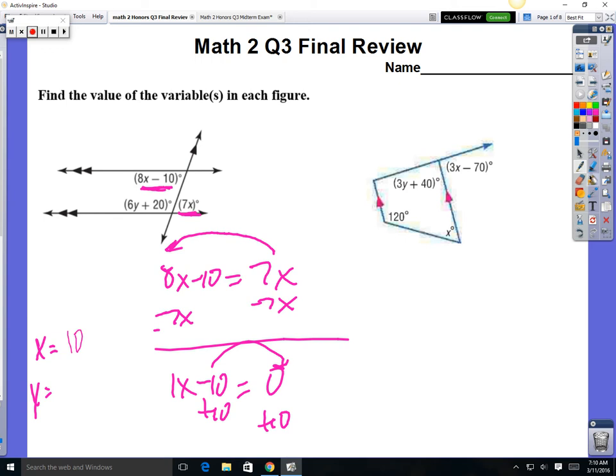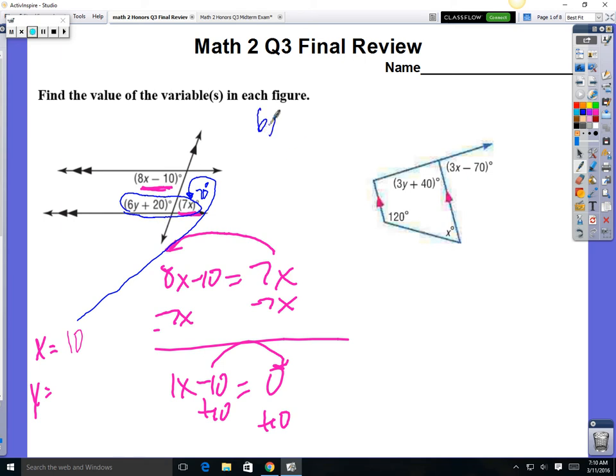Okay, now to find y, take that 10 and plug it in. Maybe I'll plug it in right here. So this is 7 times 10. So this angle right here on the right is 70 degrees. So that means this guy right here is 70. So these two are a linear pair. They're going to add and give you 180.